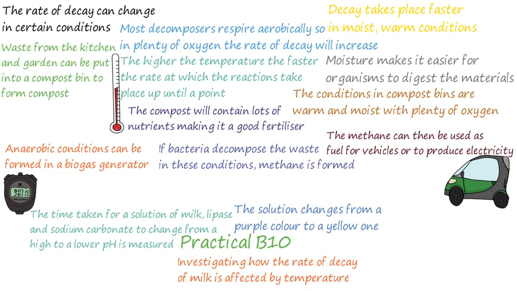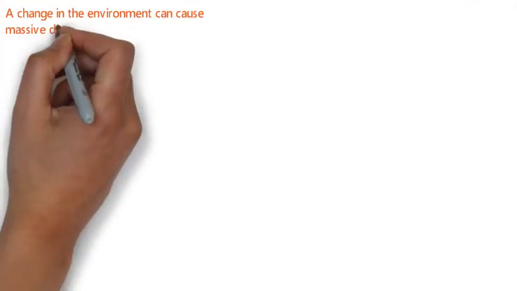You would see how long it takes for the solution to change from a purple colour to a yellow one. Once the solution has turned yellow, it indicates the pH has dropped to a certain value. The rest of the video is now higher tier content.